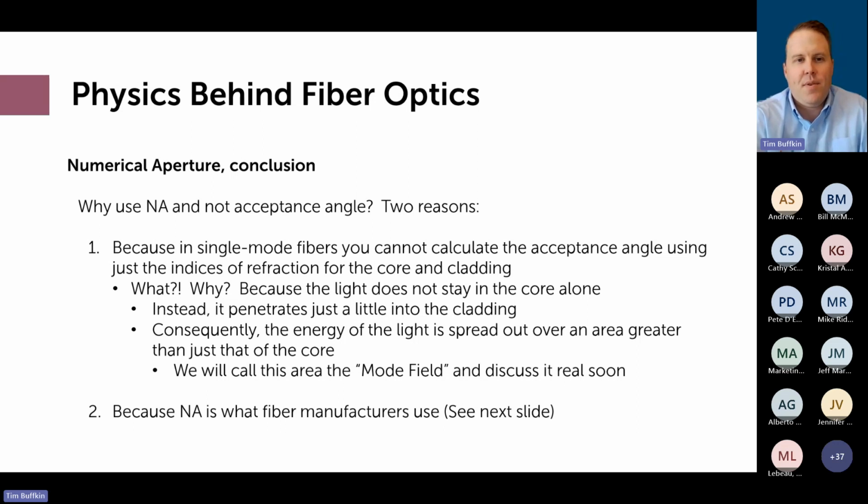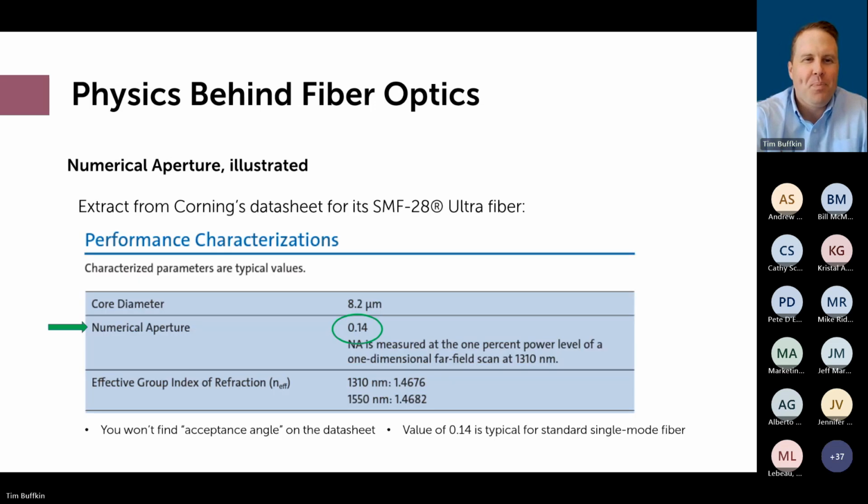The second reason we use NA is that's just what the fiber manufacturers use, so honestly, that's what we go with. Just to give you an idea, this is from Corning's data sheet on their SMF28 Ultra fiber. They actually list out the numerical aperture. It says here, NA is measured at the 1% power level of a one-dimensional far field scan at 1310 nanometers. That's your wavelength; we'll talk about wavelengths in a little bit. So you're not going to find acceptance angle on here, just the NA, the numerical aperture.